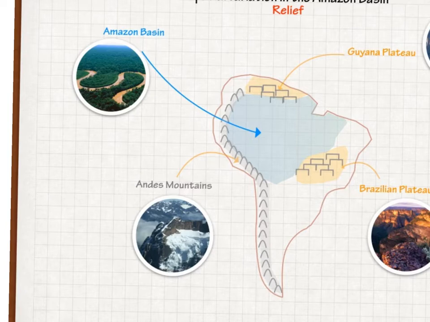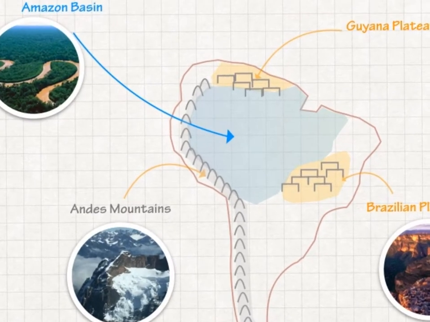So around the edge, you've got these very high mountains, and then in the centre, you've got this very flat lowland area. It's only about 10 metres above sea level, and it's made up of sediment that's been washed down from the other mountains. So that's the Amazon basin itself, the large flat area in the centre.